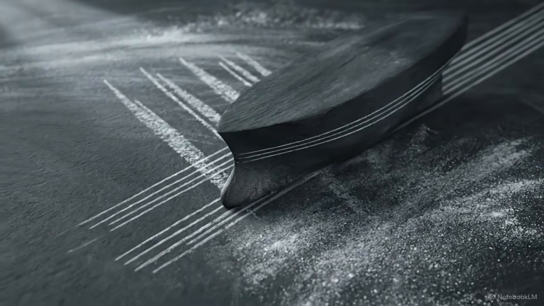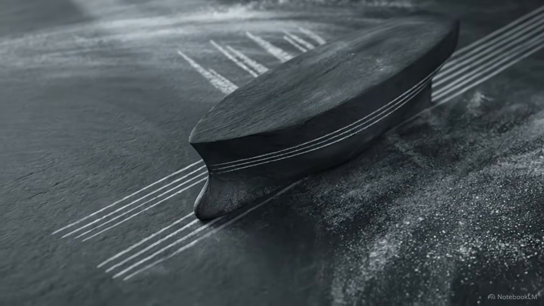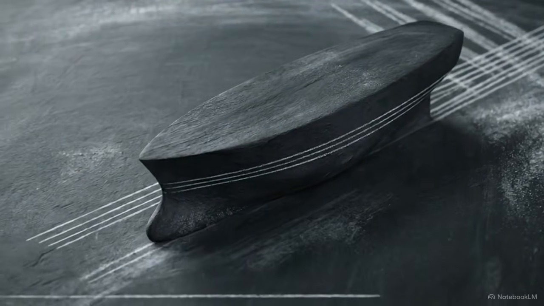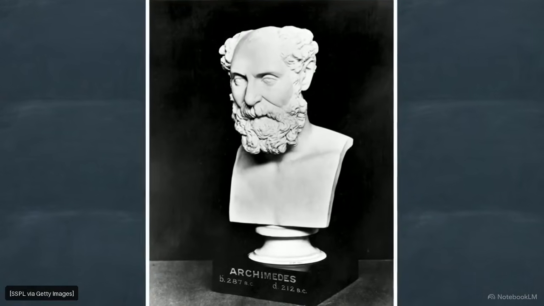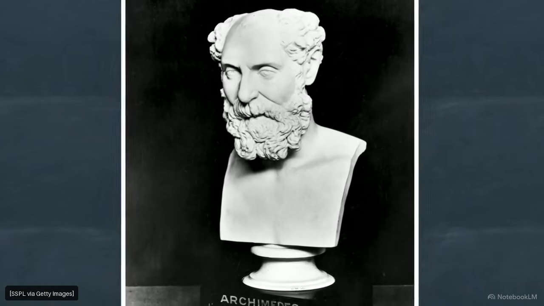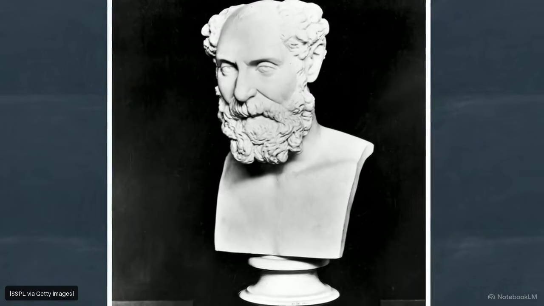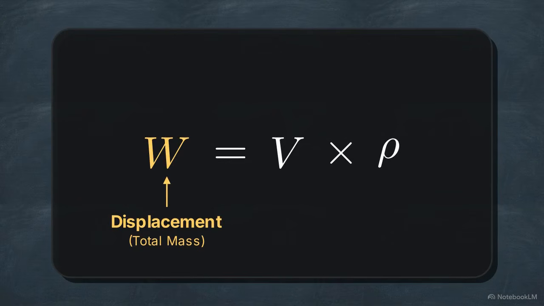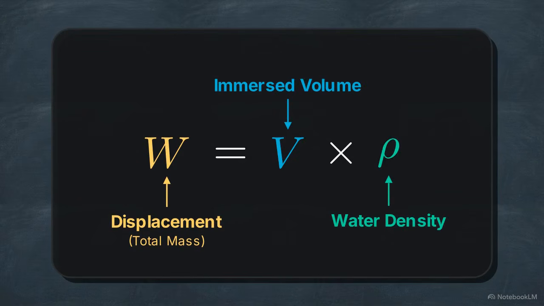When a massive commercial ship leaves a river and enters the ocean, it literally rises out of the water. Archimedes' principle states that a floating object will always displace a mass of water exactly equal to its own total mass. This gives us the core equation of vessel hydrostatics. Displacement, which is the total mass, equals the immersed volume multiplied by the density of the water.